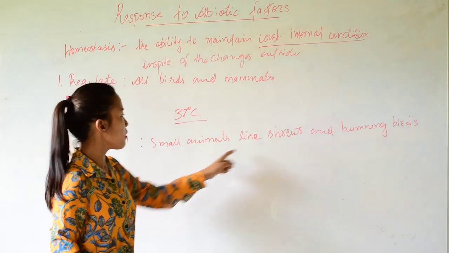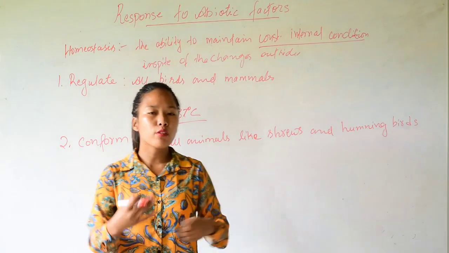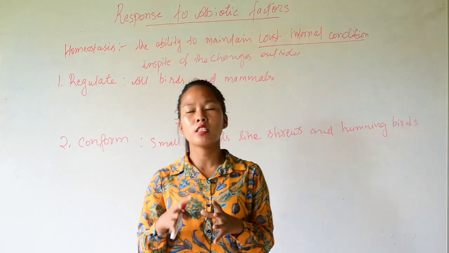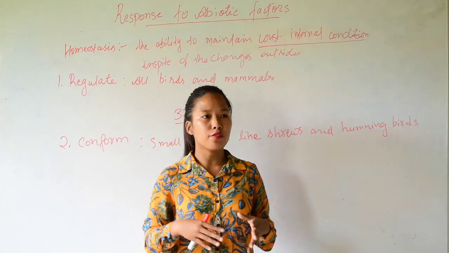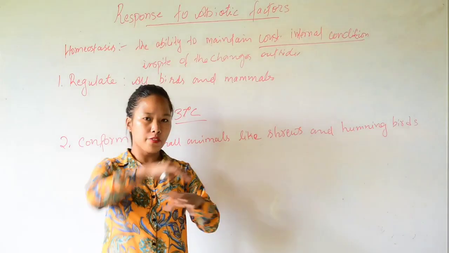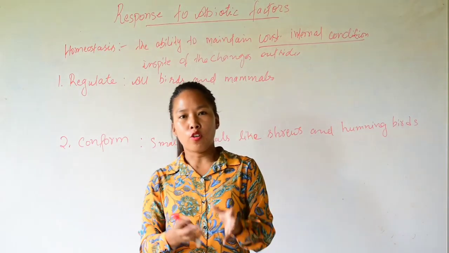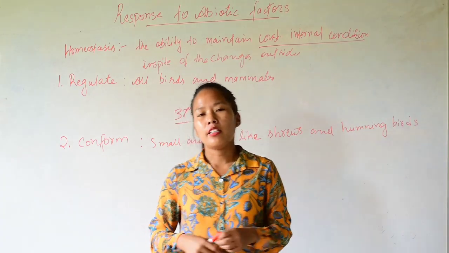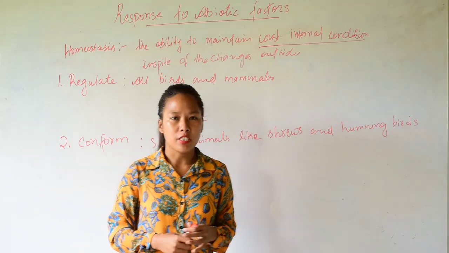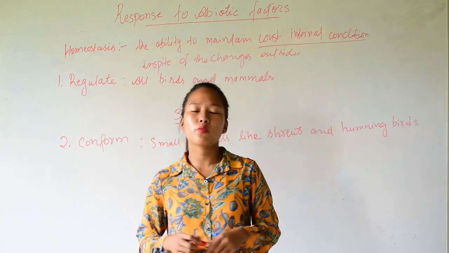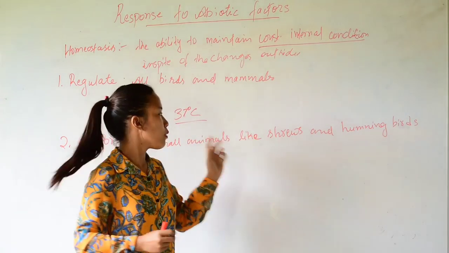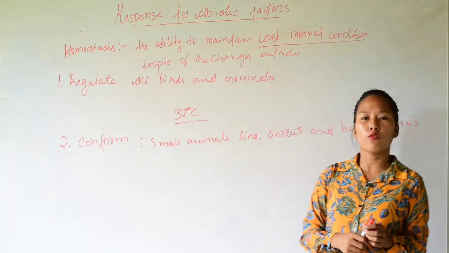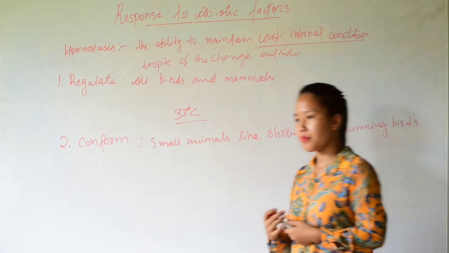So for these small animals like shrews and hummingbirds, regulating a constant body temperature is very expensive. Since heat loss and heat gain are a function of surface area, and their body surface area is much more than their volume, they tend to lose body heat quickly when it is cold outside. And then they have to spend a lot of energy to generate body heat, which is very expensive for them. So this is the main reason why some organisms, or conformers, have not evolved to become regulators.